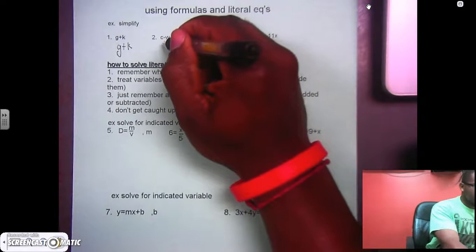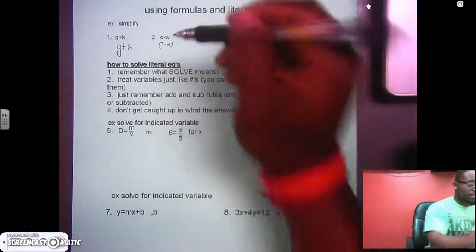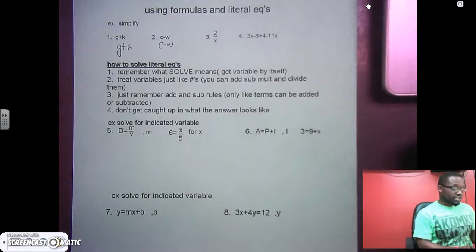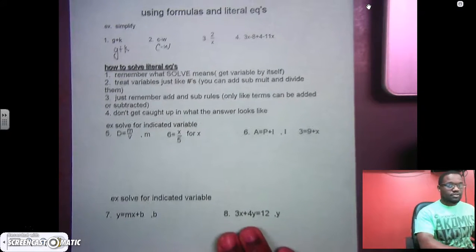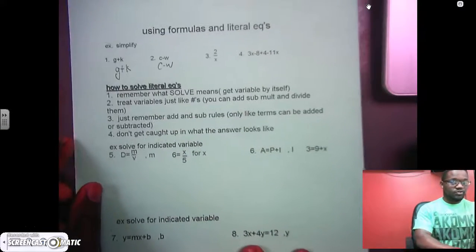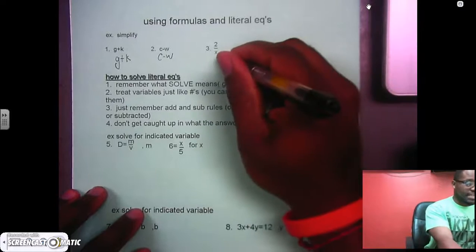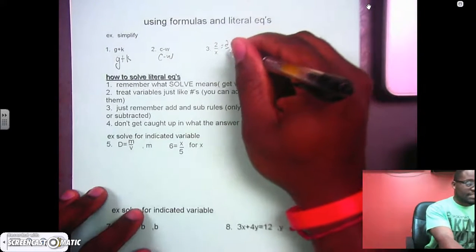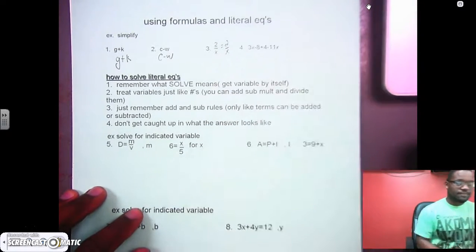Again, not like terms, so C minus W is about as good as it's going to get. You don't just leave it blank, you write C minus W. What about 2 divided by X? 2 divided by X is just 2 divided by X. That's all it is. You can't do anything with that. It just stays 2 divided by X.